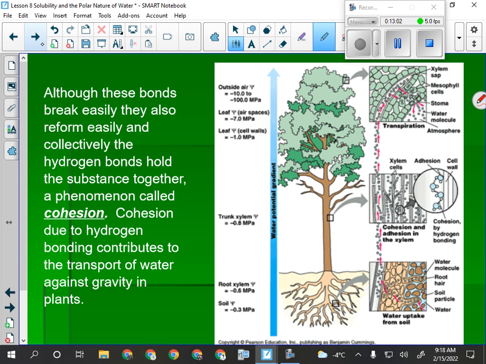Okay, so there's 2 kinds of hydrogen bonds. There's hydrogen bonds that occur between molecules of the same material. So that would be water to water. If that happens, we call it cohesion. So cohesion is due to hydrogen bonding, and it's between water molecules. So one water molecule bonds to another water molecule. That's cohesion. That's what causes surface tension.